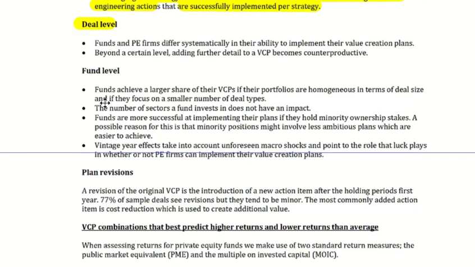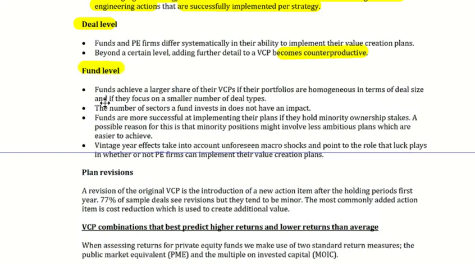On the deal level, funds and private equity firms differ systematically in their ability to implement their VCPs, their value creation plans. And beyond a certain level, adding further detail to the plan just becomes a little bit counterproductive. It's not adding any value any further. Okay, we move on.